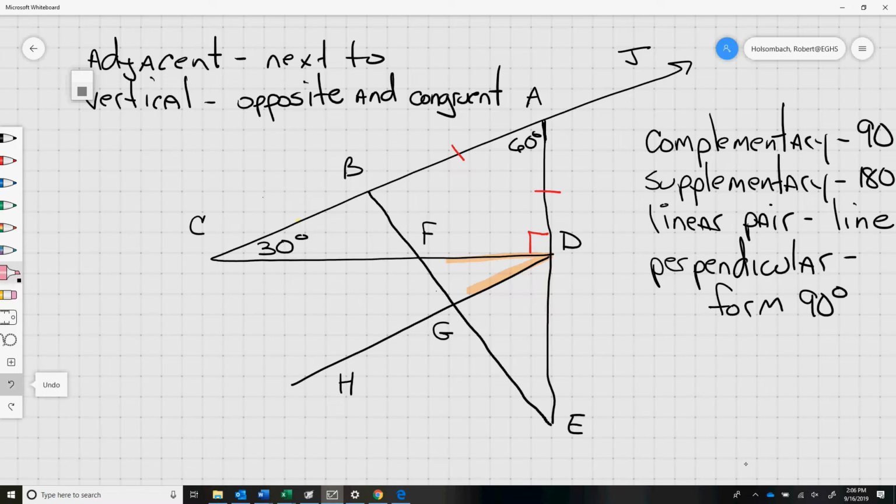Number 16, supplementary to CBF. So something that adds to CBF that equals 180 degrees. Well, doesn't this line form a 180? So CBF and FBA are supplementary.